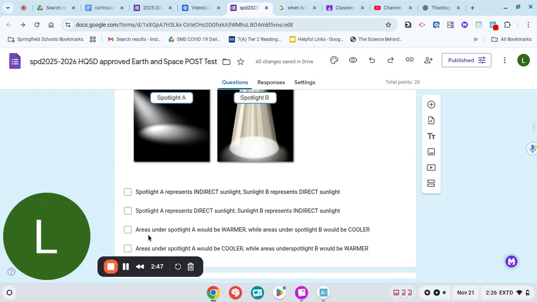Next part of that is areas under spotlight A would be warmer, while areas under spotlight B would be cooler. Or is it areas under spotlight A would be cooler, while areas under spotlight B would be warmer? So again, you're choosing one of those two. So it's 2 altogether.